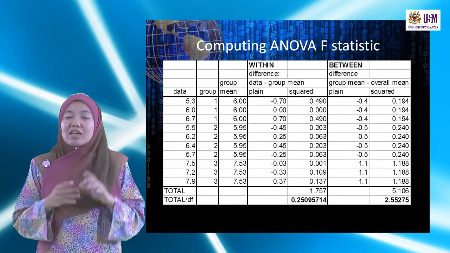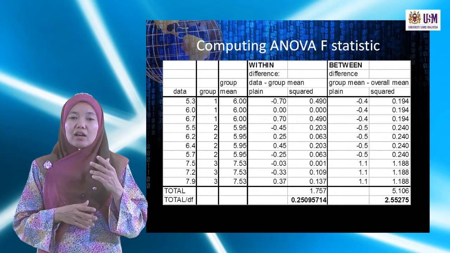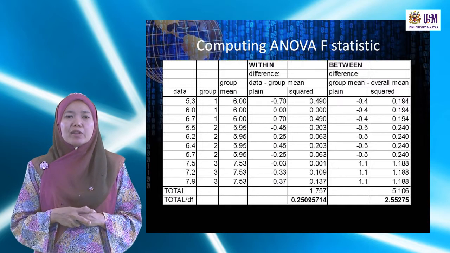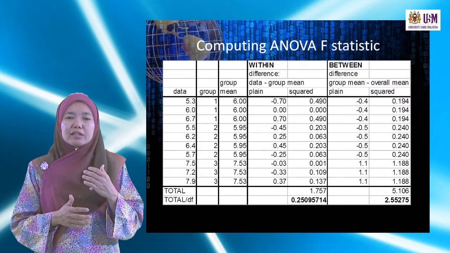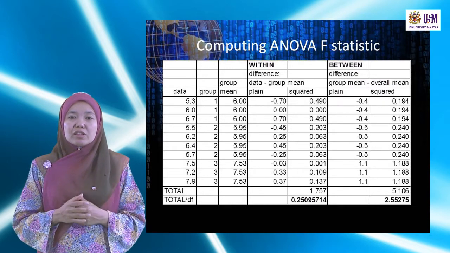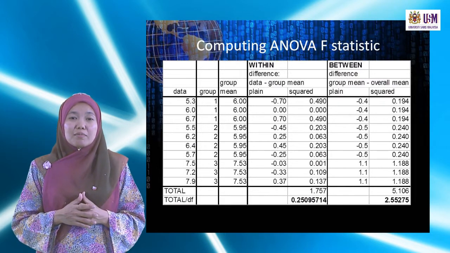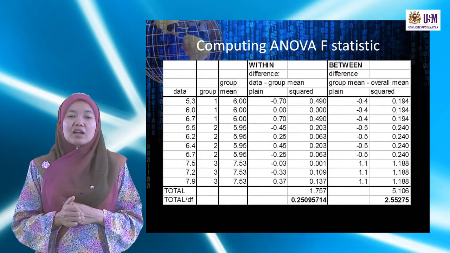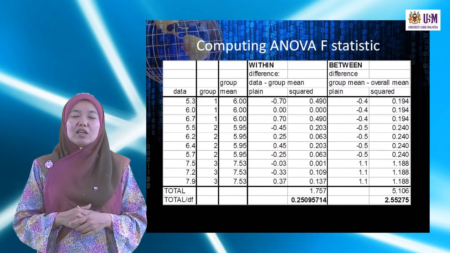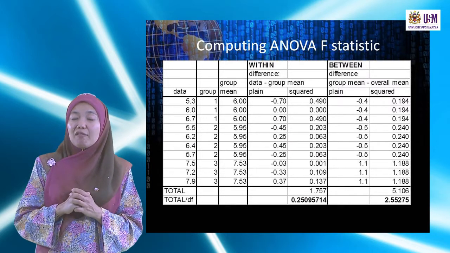So you get mean of group 3, 7.53. When it comes to the within group variation, this is the mean square error. You're going to take the data in the first column under the bigger column of within group variations. You take the data minus the group mean. So in this case, you take 5.3 minus 6, and the answer will be negative 0.7.